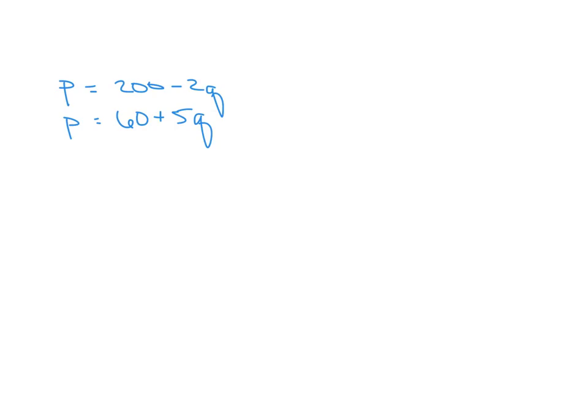Okay, so example number 3. Suppose that the daily demand for a product is given by the formula I have here at the top, where Q is the number of units that people want, and P is the price per unit in dollars. The daily supply is given by this formula, where Q is the number of units supplied and P is the price in dollars. So notice that P is, in both equations, price, and Q is both times the number of units.